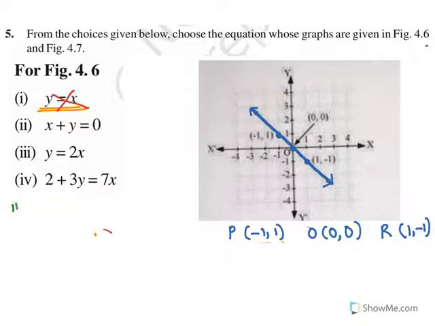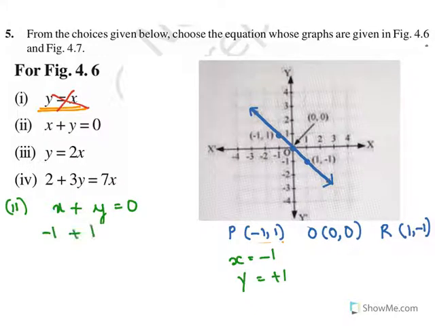Now let's check for the second. Let us check for x plus y equal to 0. We'll check for the first point. In the first point P, we have x equal to -1, y equal to +1. Put the left hand side and right hand side. So x I put -1, y I put +1, and that comes as 0. And we know 0 is equal to 0. So it satisfies the first point.